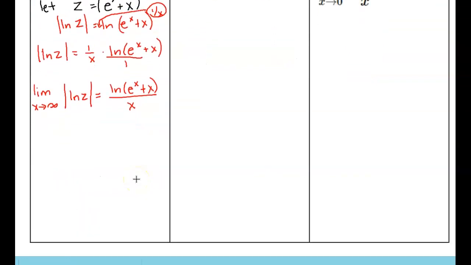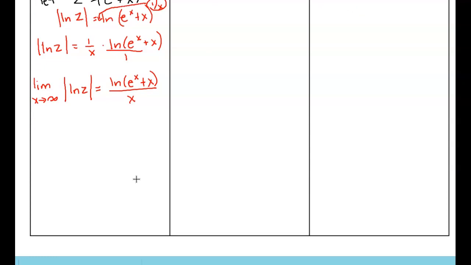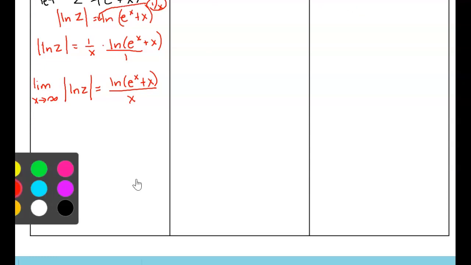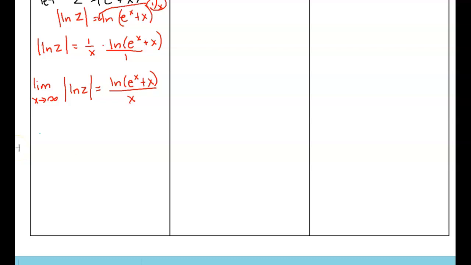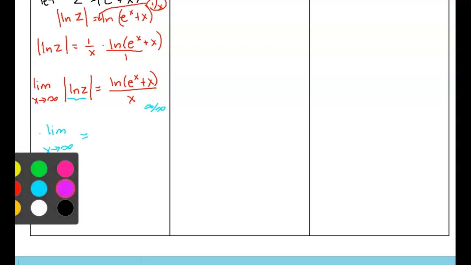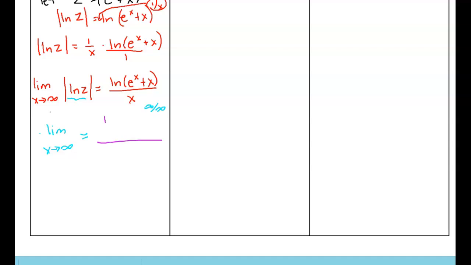All right, so if I evaluated infinity, I'd have the natural log of infinity plus infinity, which is still infinity, all over infinity. So it's indeterminate. We can ignore this for a second, the limit as x approaches infinity, and we're going to do L'Hopital's rule. In our numerator, we get 1 over the inside times the derivative of the inside. So e to the x and 1. The derivative of x is just 1.